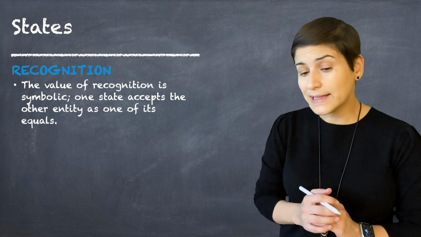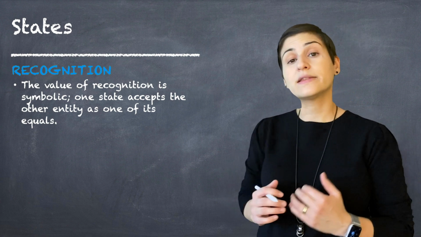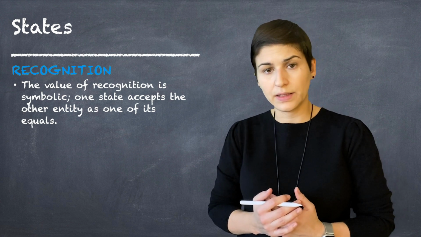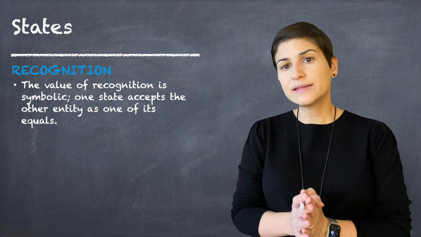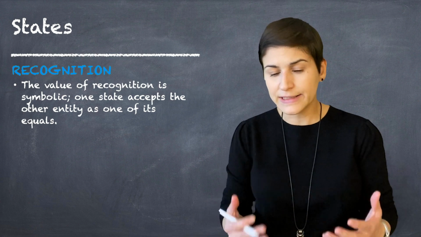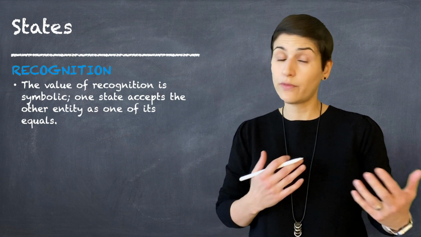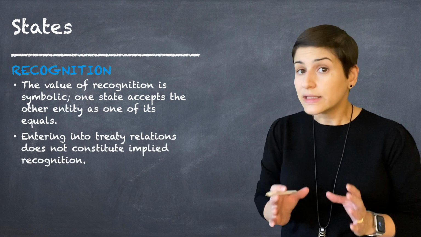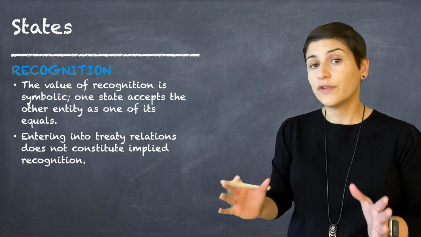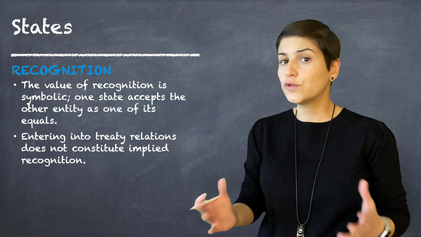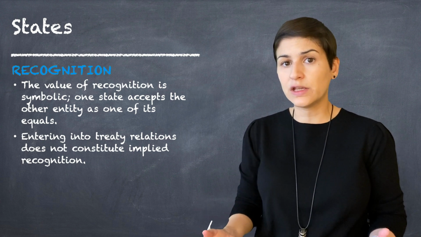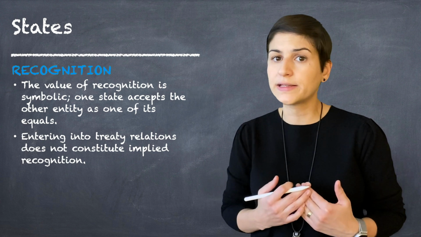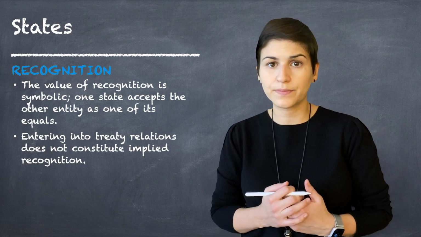So one state accepts the other entity as one of its equals. Recognition reflects that understanding. Nevertheless, many states have relations with entities they are reluctant to recognize. Entering into treaty relations does not constitute implied recognition. For instance, if two states are members of the United Nations at the same time, it does not mean that they are automatically recognizing each other.